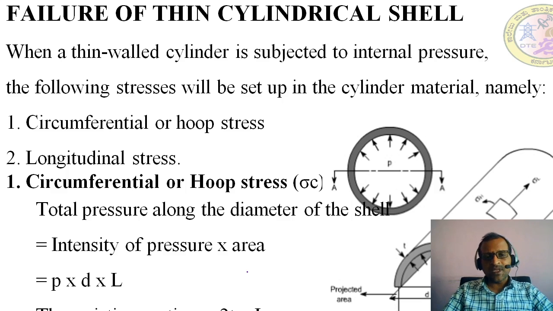When a thin-walled cylinder is subjected to internal pressure, the following stresses will be set up in the cylinder material. Namely, the first one is circumferential or hoop stress. The second one is longitudinal stress. First we'll see what is circumferential or hoop stress. What do we mean by circumferential or hoop stress?